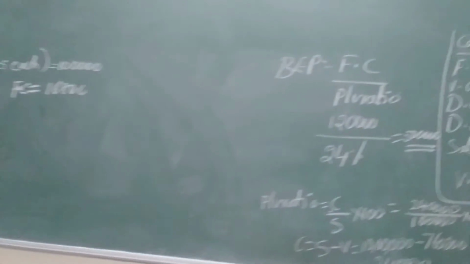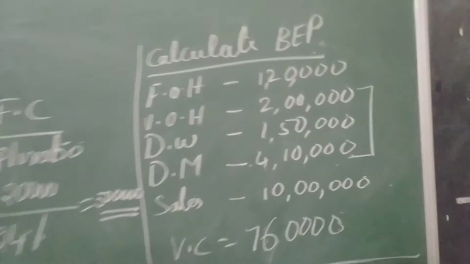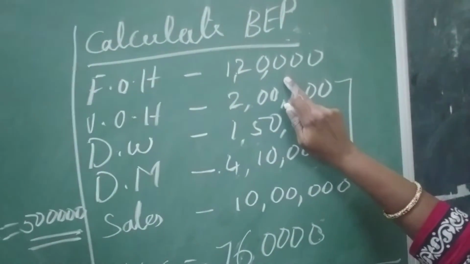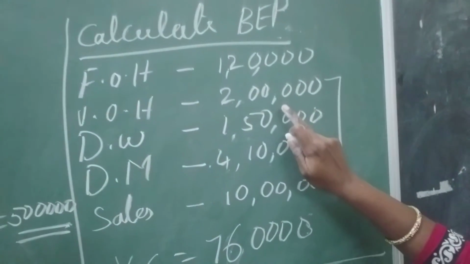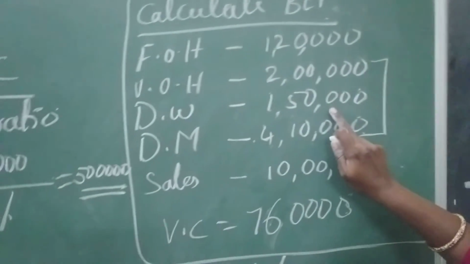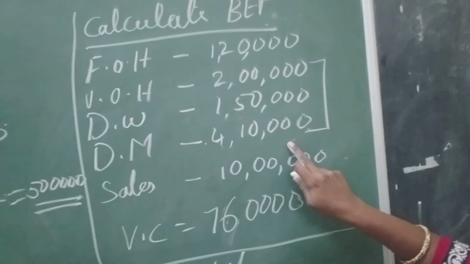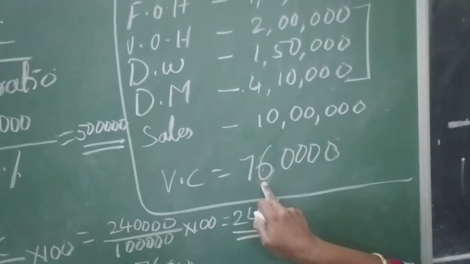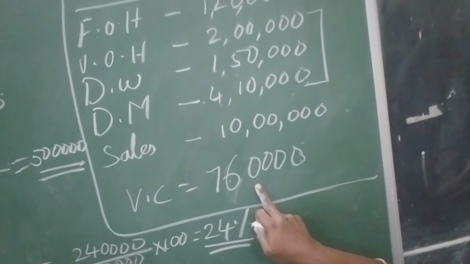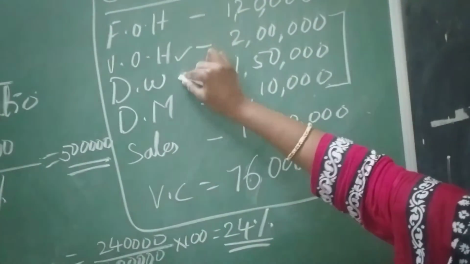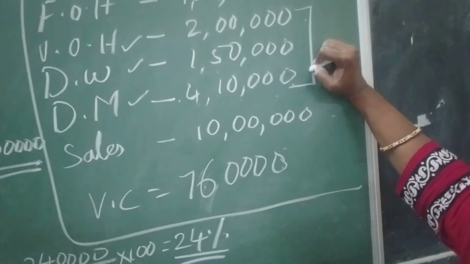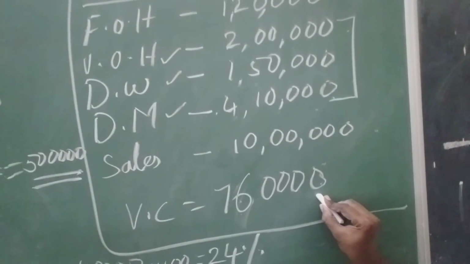Once again I am repeating. The question is given. The given information is, he told us to calculate BEP. Fixed overheads is given as 1,20,000. Variable overheads is given as 2 lakhs, direct wages 1,50,000, direct materials 4,10,000, sales 10 lakhs. Variable cost we should calculate. If you add these three, 2 lakhs, 1,50,000 and 4,10,000, you are getting 7,60,000.